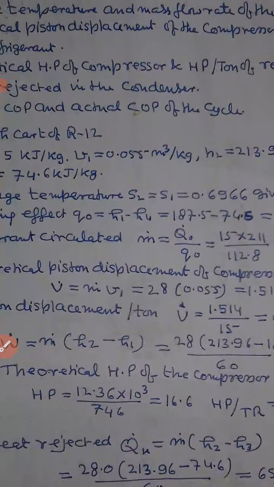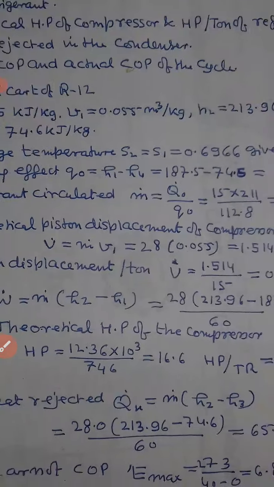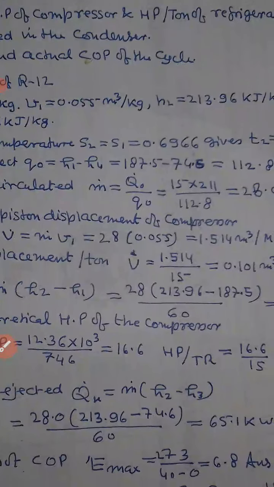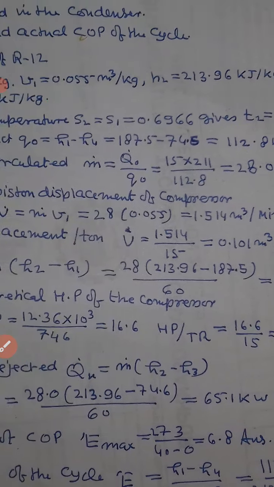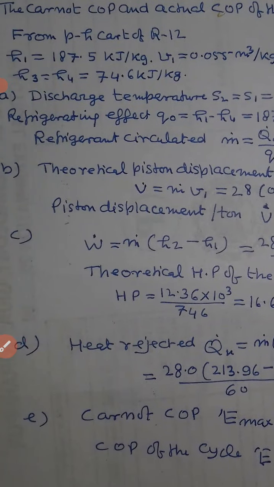Okay. So now piston displacement per ton, V dash, is equal to 1.514 divided by 15 per ton. That will give you 0.010 meter cube per minute per TR. Okay. Now C part, we will see the C part.